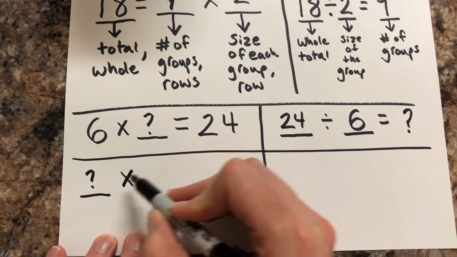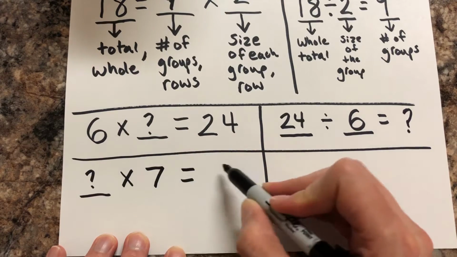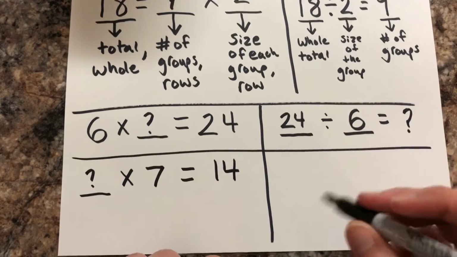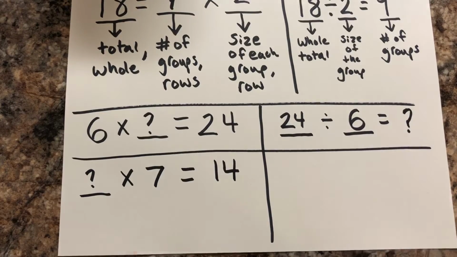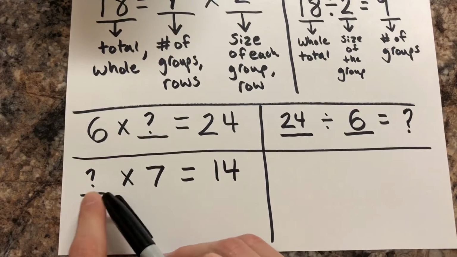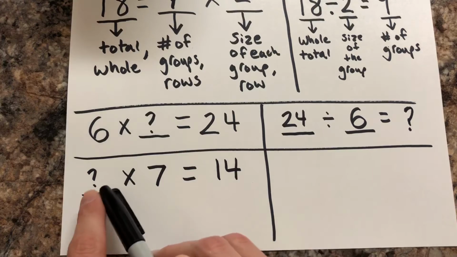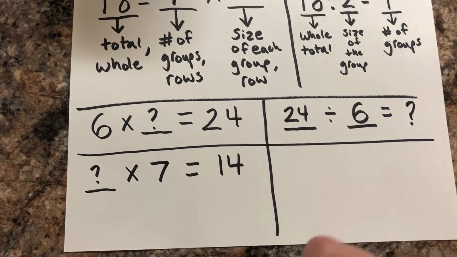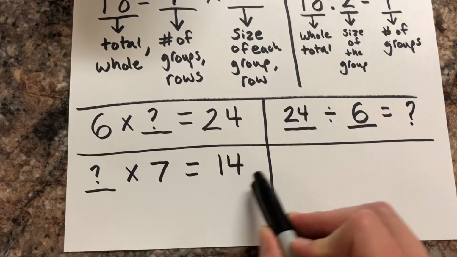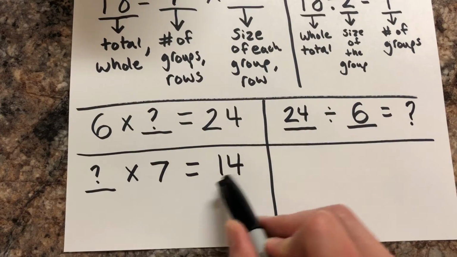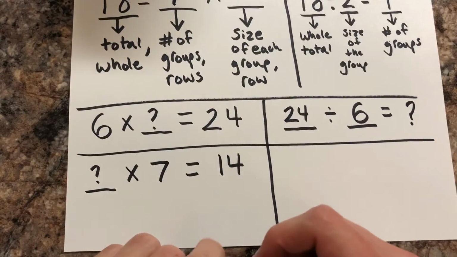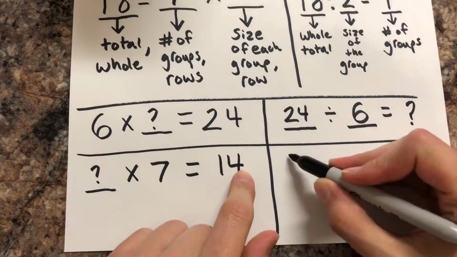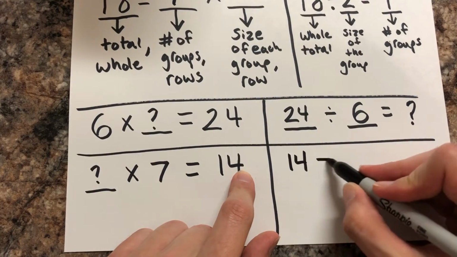Blank times 7 equals 14. Now over here, which one is my total? Is it the blank, the 7, or the 14? Pause the video to tell me which one of these 3, either the 2 factors or the product here, tells me the total? The whole thing. That's right. 14 tells me the whole thing, so I'm going to start with 14.